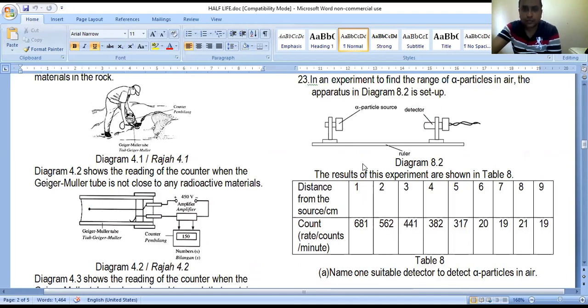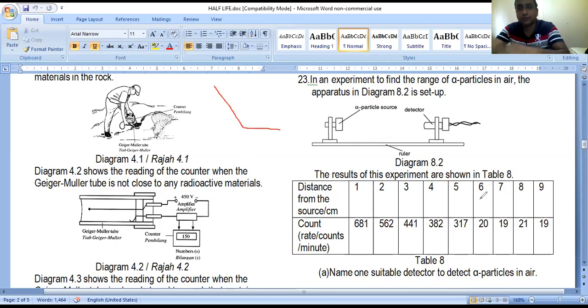You see that in this experiment we want to study the range of a type of radiation, alpha particle. So you want to see how far alpha particle can travel. Initially when it's 1 centimeter, the reading is 61, then it starts to decrease. After that, the reading dropped drastically, but then becomes something like a constant: 20, 19, 21, 19. Meaning, after 5 cm, you cannot detect alpha particle already.